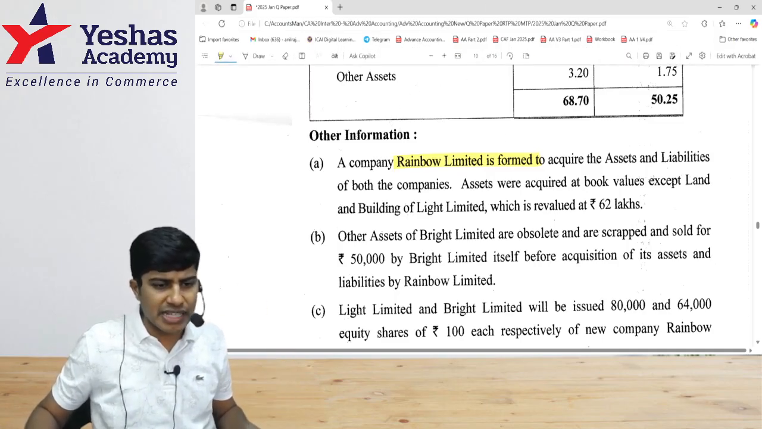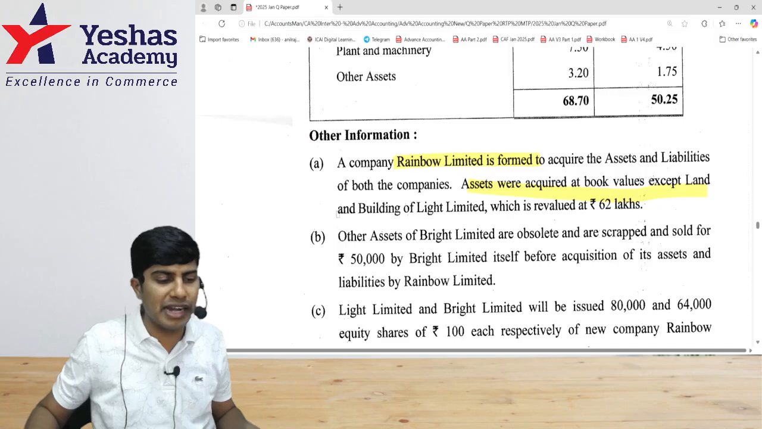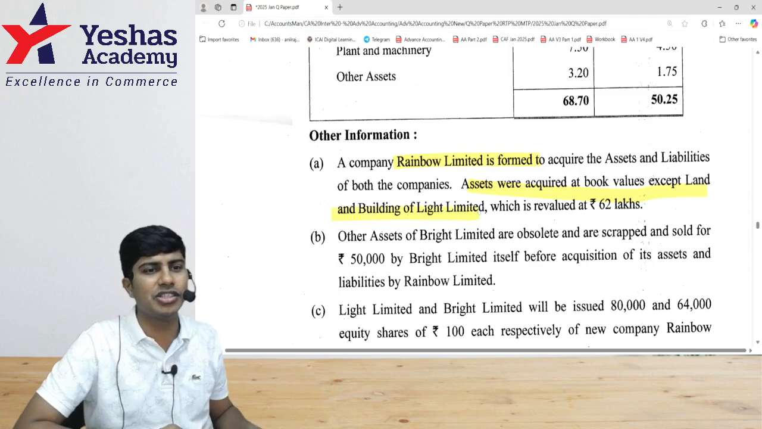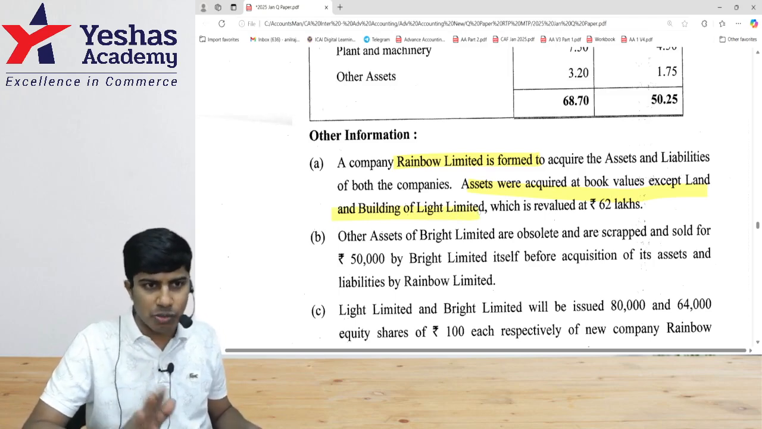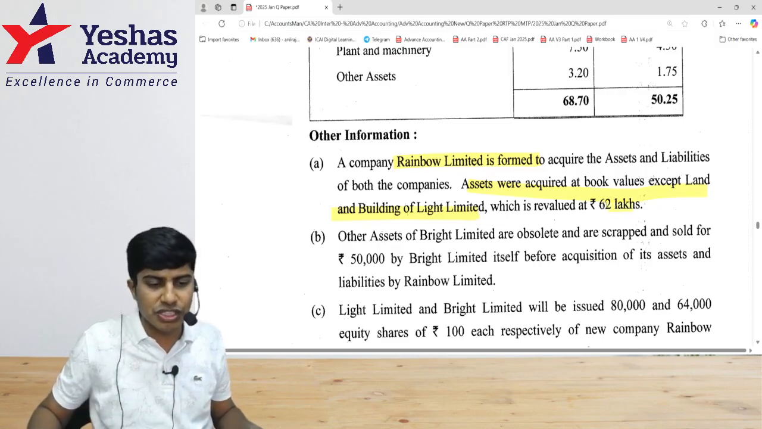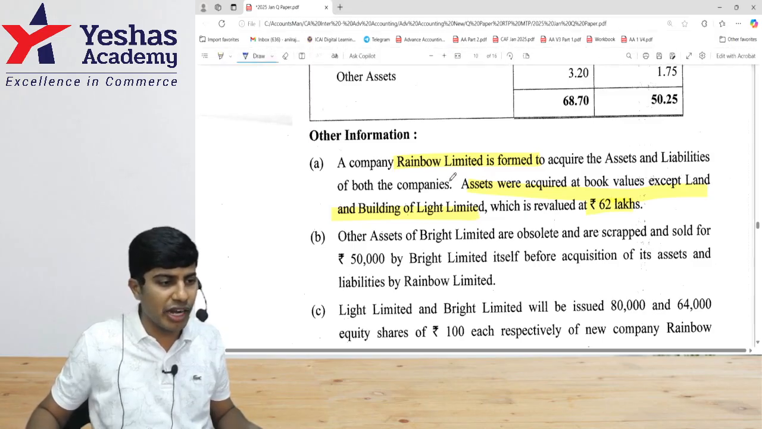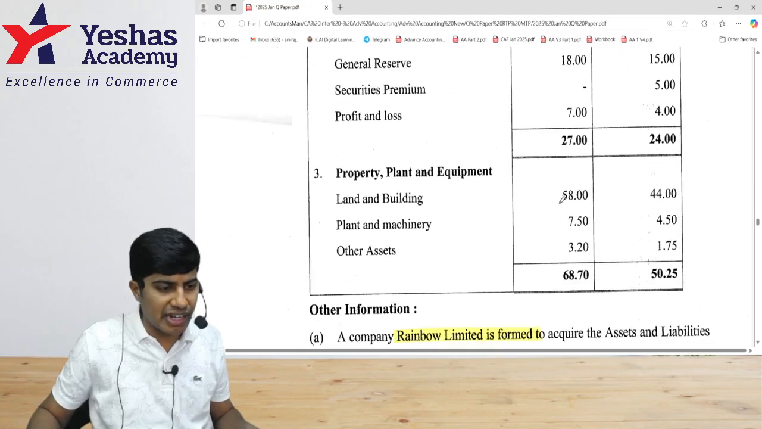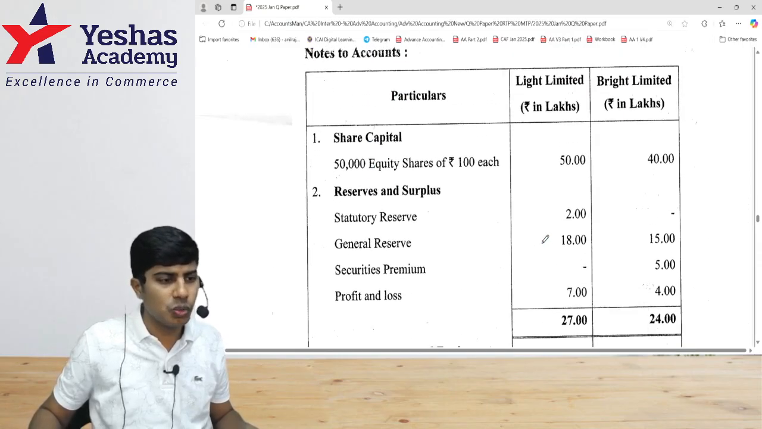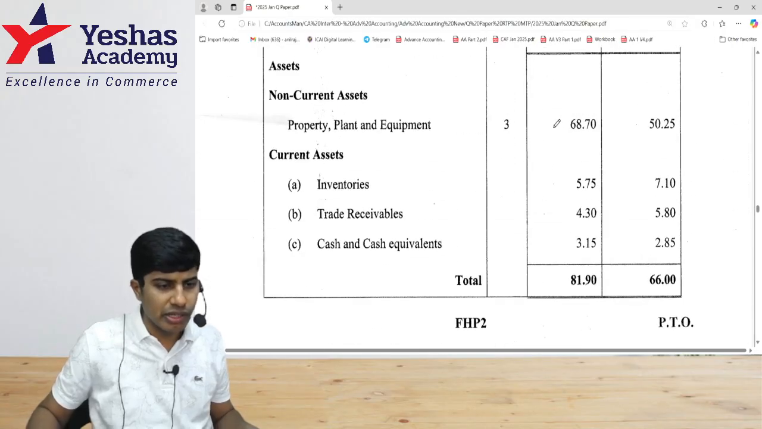So to acquire assets and liabilities of both the companies, assets are acquired at book value except land and building of Light. Wait. With regard to Light, it is not an amalgamation in the nature of merger. Why? They are taking assets at book value except land and building. Land and building is taken at the revalued figure of 62 lakhs. Before we forget, here we'll write 62 lakh for land and building of Light. This is not taken at 58. This is taken at 62. Let me also make a marking in the notes to accounts and in the PPE. This value is changing.